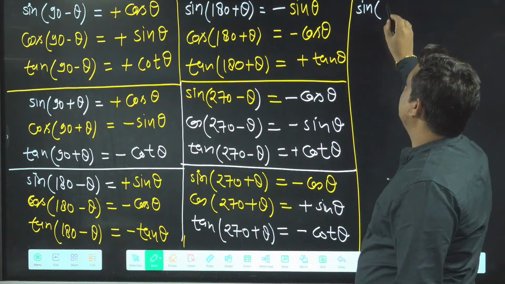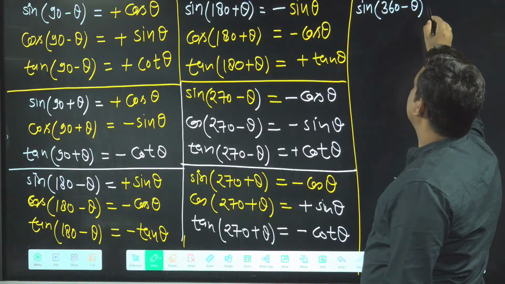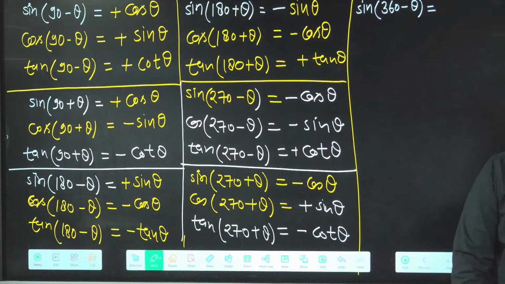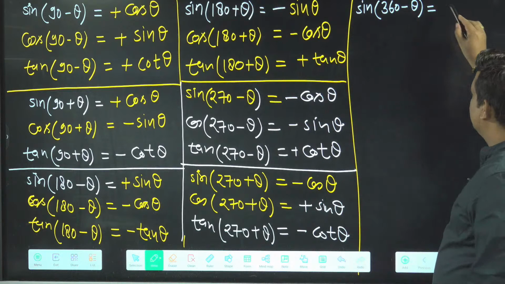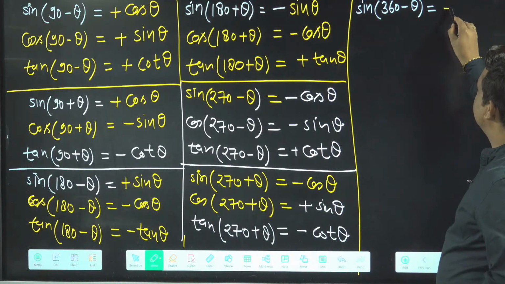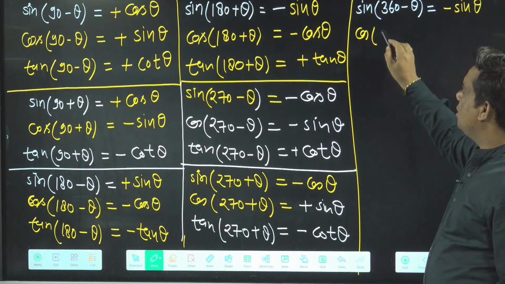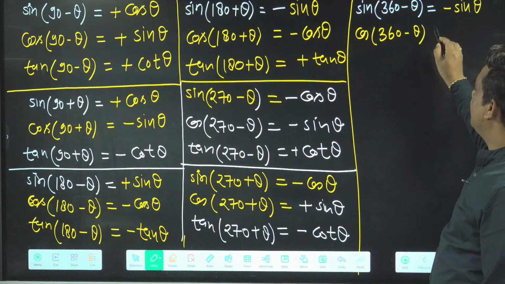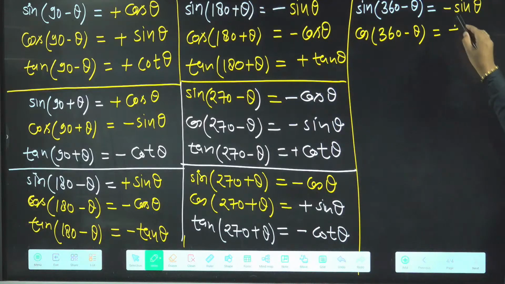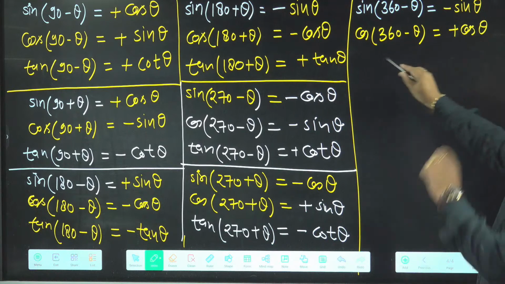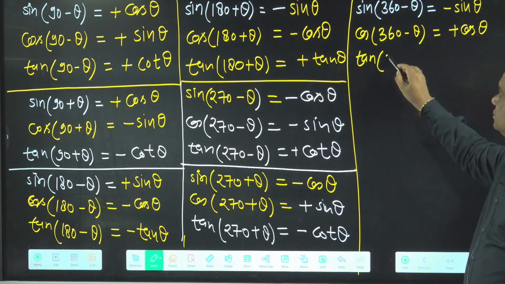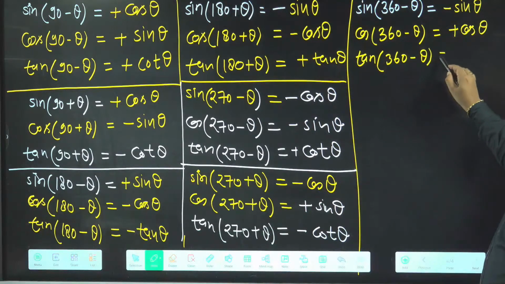Okay. Now, some more I can write here. Sine 360 minus theta. What do we say now? What is the answer here? It is going to be minus, plus minus sine theta, because it will not change. Cos 360 minus theta: minus plus, it is plus cos theta, because it will not change here. Then tan 360 minus theta. What do we say in this one? Is it going to be plus or minus?